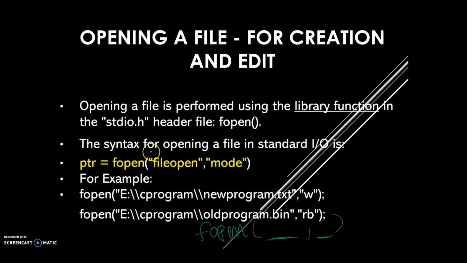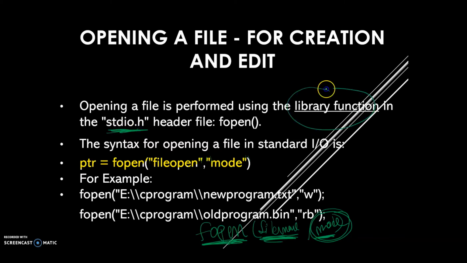If you notice, both the parameters are inside double quotes. The first parameter is nothing but the file name with extension. Keep in mind, file name with the extension. And the second parameter is the mode. We will discuss the mode in more detail in the next session, but right now just understand that the mode should be there, and the file name with the extension. And fopen is a function which comes from the stdio.h library.